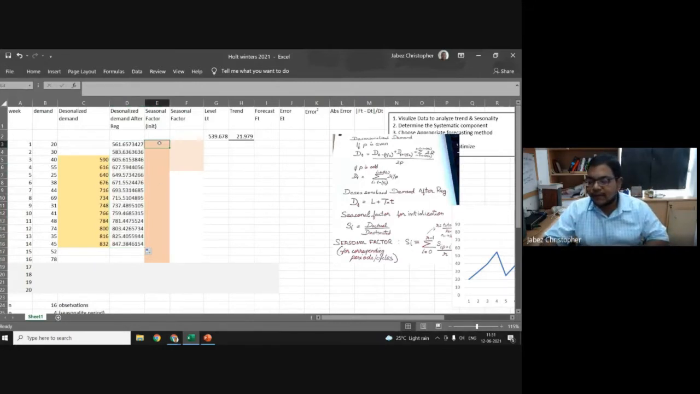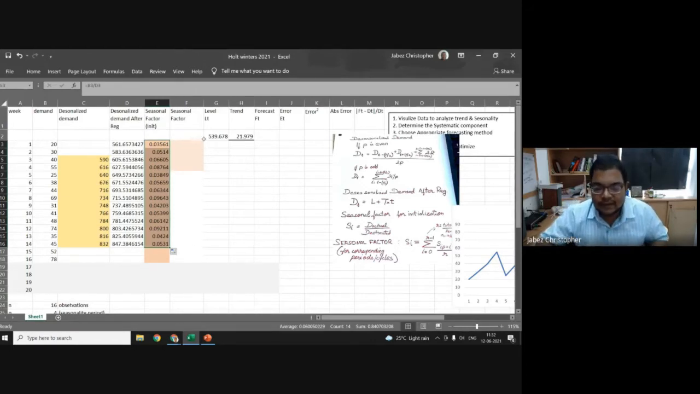Now I need to compute my seasonal factor. My seasonal factor is going to be actual demand minus estimated demand. So what is my actual demand? This is my actual demand. And after deseasoning, I have an estimated demand, or the deseasonalized demand. I'll tell you why the seasonal factor is needed. You will understand once I do the actual seasonal factor and the leveling of the rest of the components. You will understand why you need this initialization of the seasonal factor.